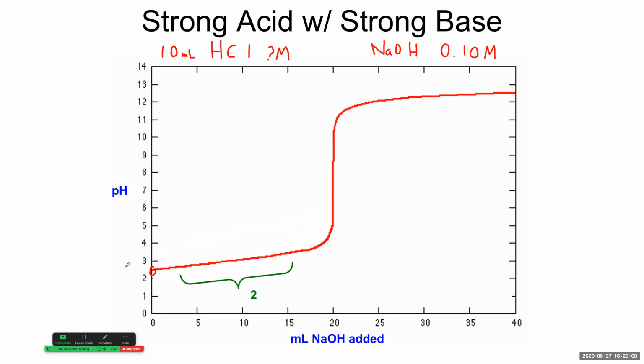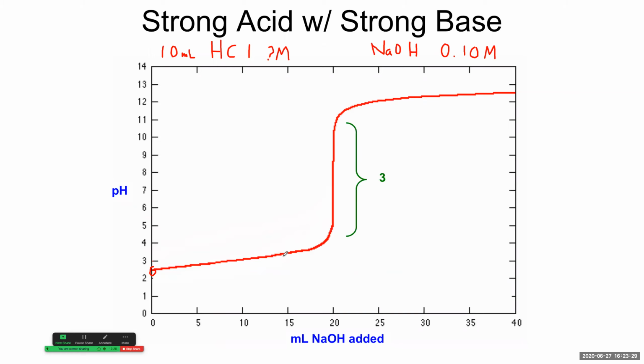Region 2 is a region where we started adding base, but the solution is still acidic, which means we haven't neutralized all of the acid. The pH doesn't change very much, but it does increase as the acid reacts with the added base.